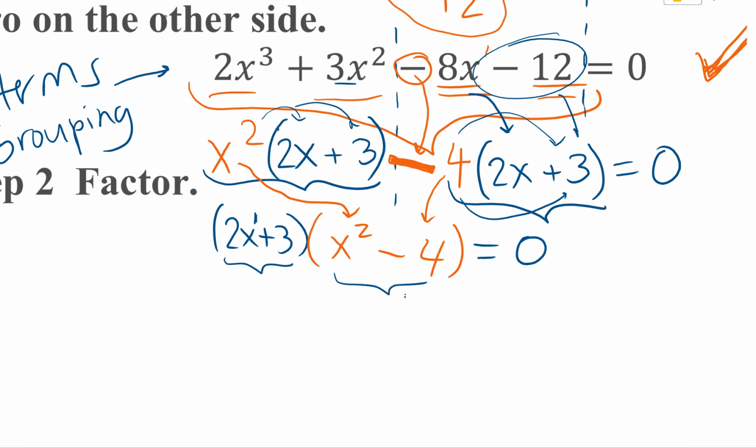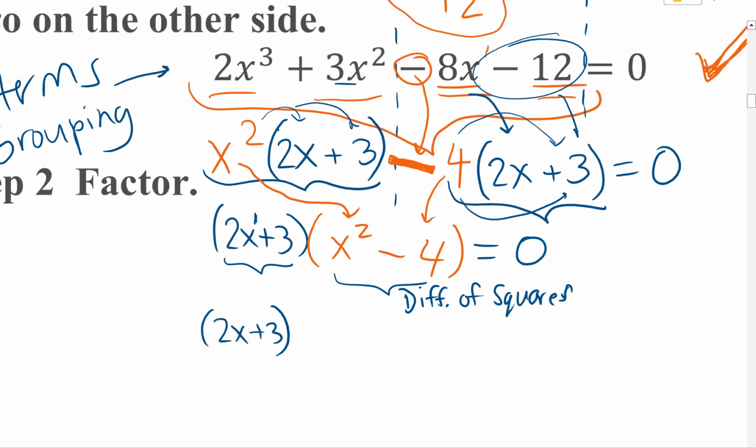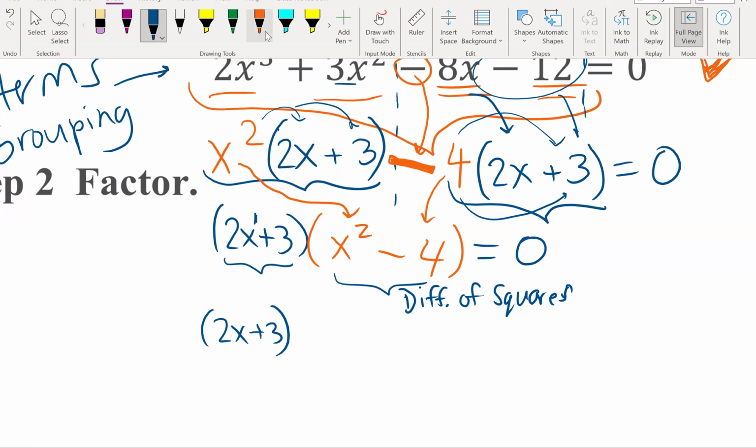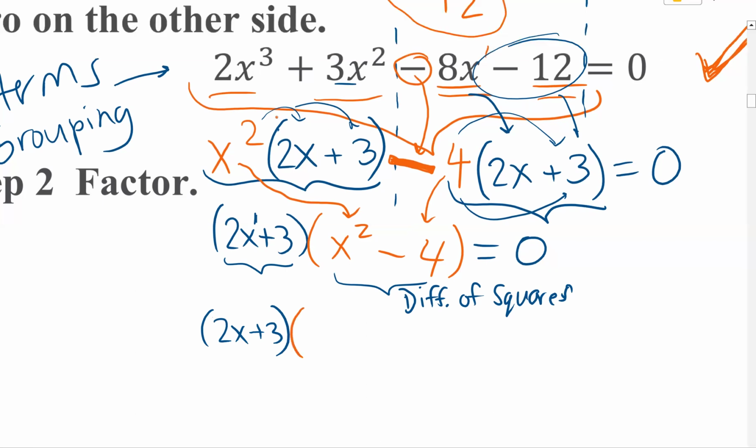This would be a difference of squares. Difference because there's a subtraction sign, and squares because x squared is something squared, and 4 is also something squared. So I'm just going to keep this 2x plus 3 the same. It can't factor any further, but that x squared minus 4 can factor further. We said before that the difference of squares is going to be some binomial with the plus, some binomial with the minus. And then what can you square to give you the first term? What squared makes x squared? Of course, that would be x. And then what squared makes 4? You'll put that here. That would be 2.